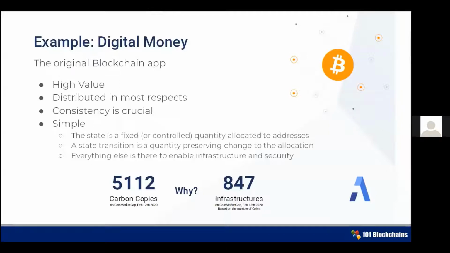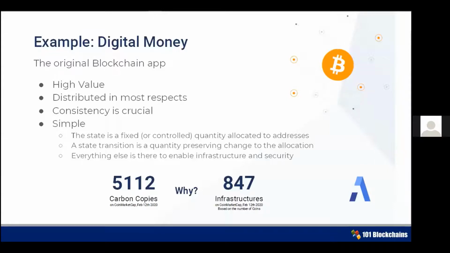The state of this application is just a fixed or controlled quantity of assets allocated to addresses. And the state transition is just a quantity preserving change to that allocation. There's nothing more to it. Everything else on blockchain is just there to incentivize the operation of the infrastructure and the enforcement of those rules.